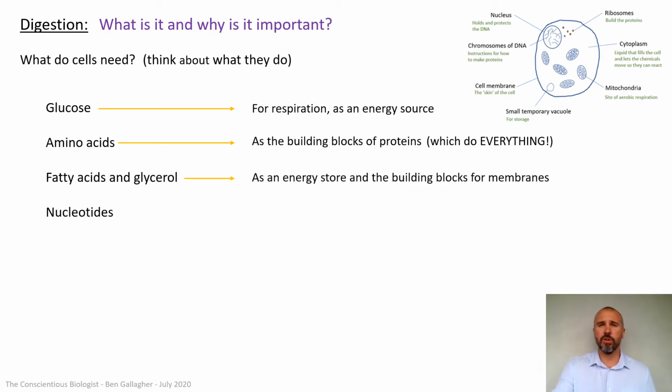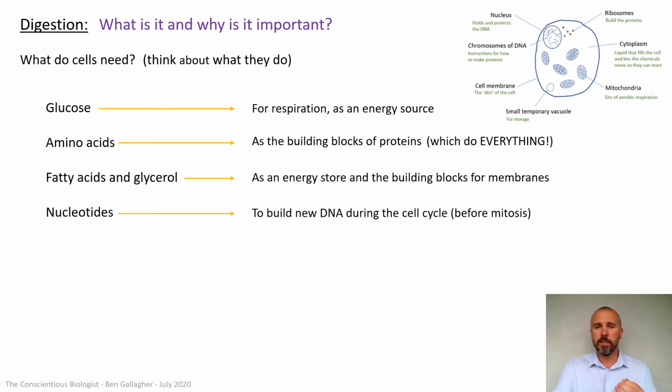We need fatty acids and glycerol because you can stick those two together to form lipids. Lipids are an energy store, and they're the building blocks for membranes. So if the cell's going to grow, it needs more membrane, it needs more lipids. And then nucleotides. Nucleotides are the building blocks for DNA. So you can't make more DNA, which remember is an essential thing that you have to do before a cell can divide, so before it undergoes mitosis. You need to double the quantity of DNA, so when you divide it into 2 new cells, each cell has a full set of DNA. So cells need glucose, amino acids, fatty acids and glycerol, and nucleotides. There are some other things as well, but those are the ones I want you to focus on for digestion.